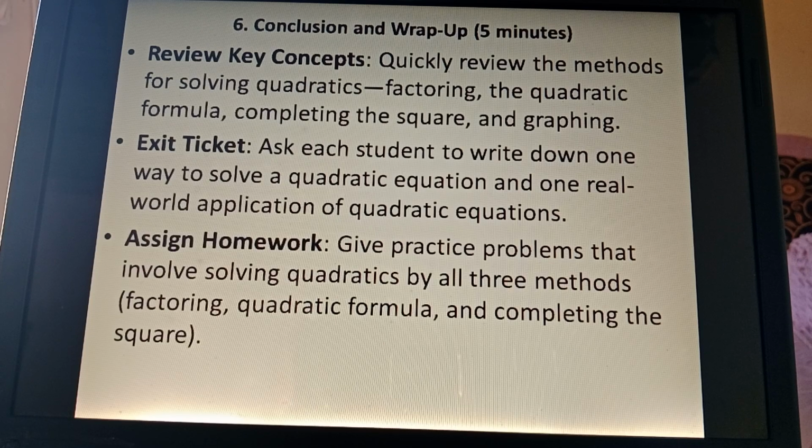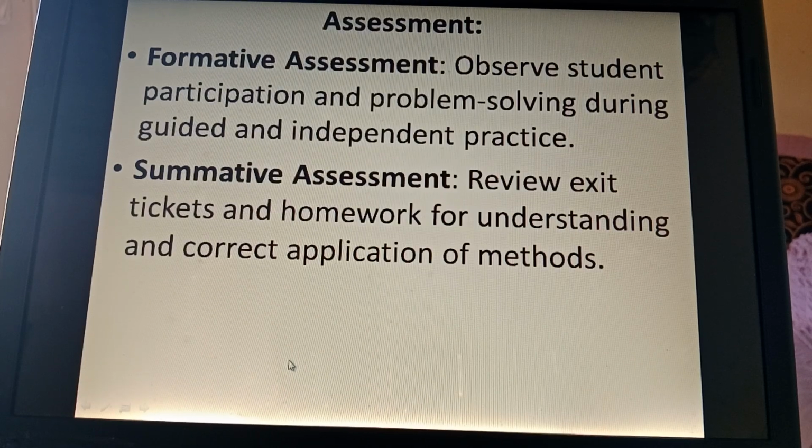of quadratic equations. Assignment, homework: give practice problems that involve solving quadratics by all three methods, factoring, the quadratic formula, and completing the square. Formative assessment: observe student participation and problem solving during guided and independent practice. Summative assessment: review exit tickets and homework for understanding and correct application of methods.